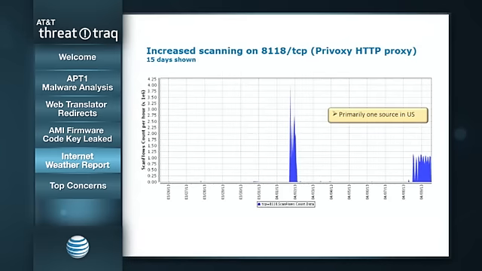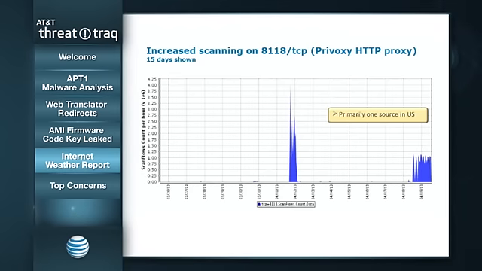So with that, we're going to jump to the Internet Weather Report. And not a whole lot going on here. A lot of the same stuff we always see. So first one we have here is some increased scanning on 8118 TCP, which is associated with Privoxy, an HTTP proxy, which is proxy software. It probably is somebody looking for proxies. I'm not 100% convinced of that. It could be that there's some other web-based service that some other software package is using on port 8118, but somebody is aggressively scanning for it.